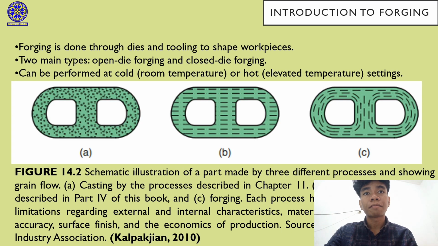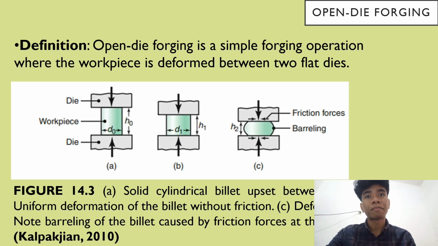Still in the introduction, forging is a metal shaping process using compressive forces, and it produces parts such as shafts, gears, turbine blades, machinery components, and automotive and aerospace parts. There are alternative processes like casting, powder metallurgy, and machining, but forging offers superior mechanical properties.